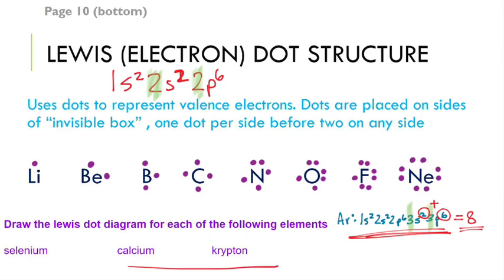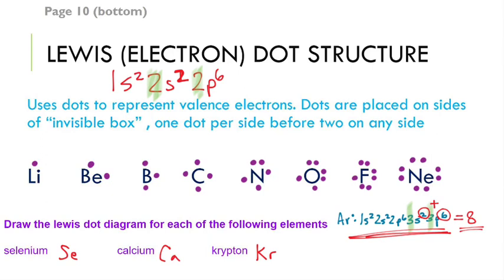So I am going to ask you to draw out these 3 Lewis dot diagrams. It is important that you use their symbols. It's a silly point to lose. It would only be 1 point. But you can't just put dots around the names. That's not the way that we do Lewis dot diagrams. It has to be around the symbols.